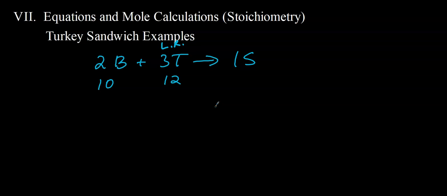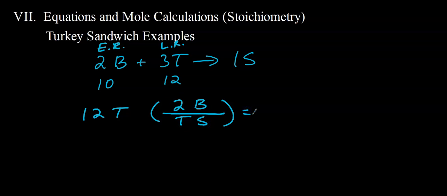And so what we need to find out, here, let's label this too. So this is our excess ingredient or excess reactant. First thing we need to determine is how much bread is needed to combine with the 12 slices of turkey. So if you have 12 slices of turkey, how many slices of bread will you need to make your sandwiches? So we have a ratio of 2 slices of bread to 3 slices of turkey. If you have 12 slices of turkey, you will need, and that's why I put needed earlier.